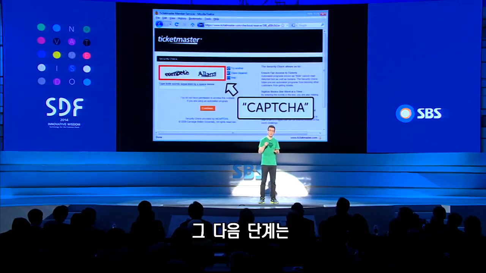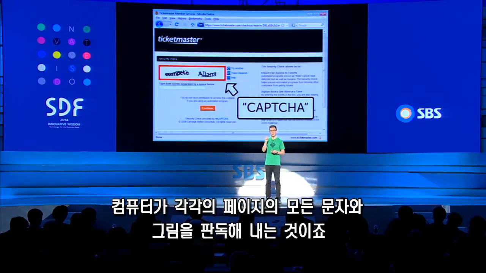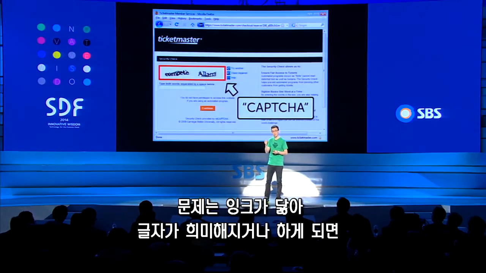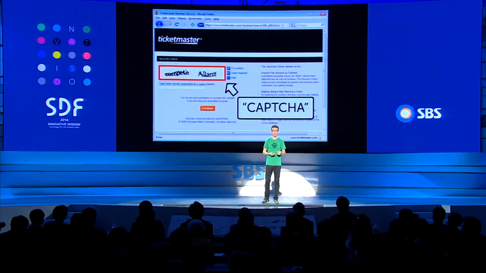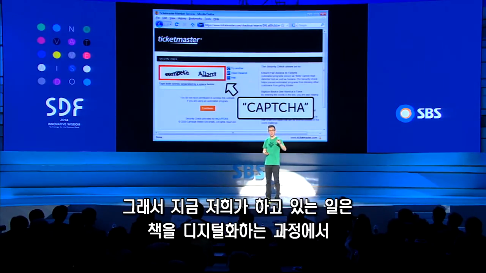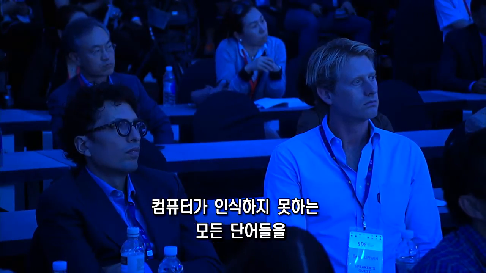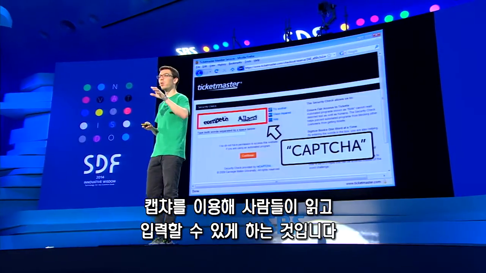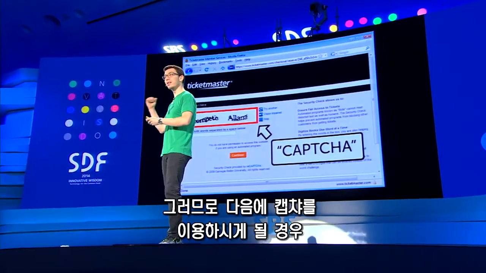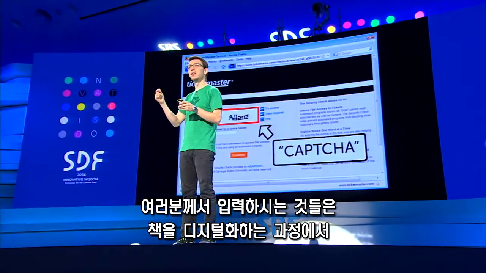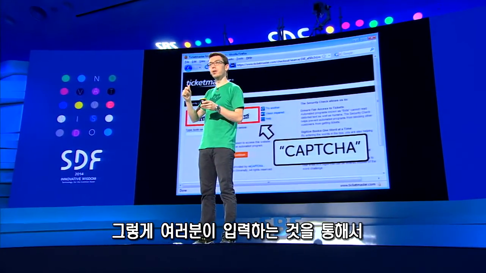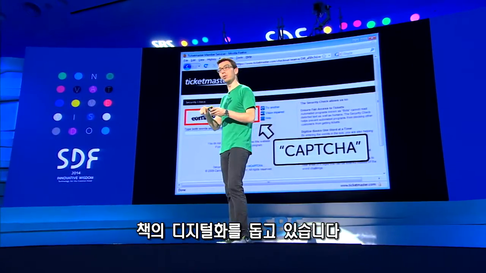The next step in the process is that the computer needs to be able to decipher all of the words in these pictures of pages of books. The problem is that for older books where the ink has faded, the computer cannot recognize many of the words that are in these pictures of the books. But humans can. So what we're doing now is we're taking all of the words that the computer cannot recognize in the book digitization process, and we're getting people to read them for us while they type a CAPTCHA on the internet. Okay, so next time you type one of these, the words that you're typing are actually coming directly from books that are being digitized that the computer could not recognize. And we're using what you're entering to help digitize the books.